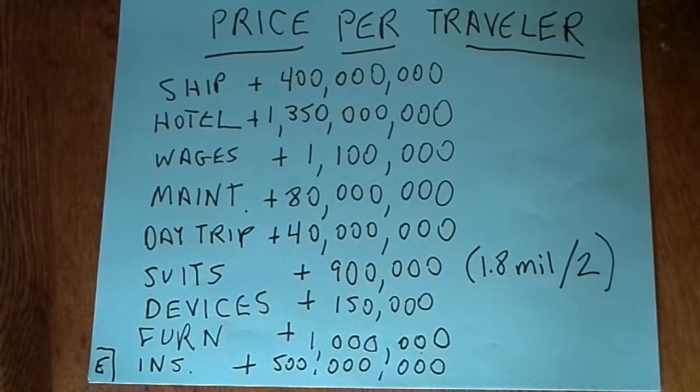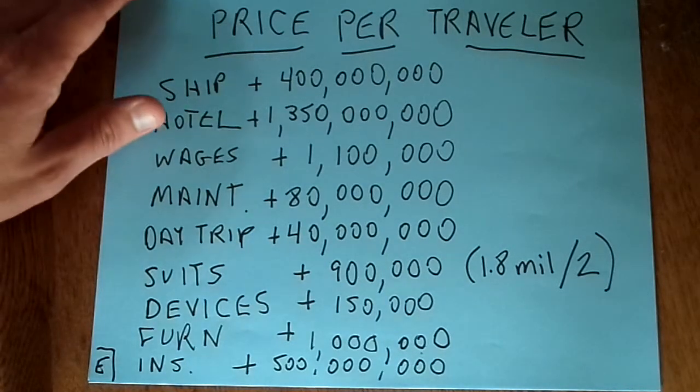Day trip. The suits, although I decided that the $1.8 million doesn't have to be spent every year. That probably on the balance, suits only have to be updated once every 2 years. I put the whole devices cost, $150,000 per year. The whole furniture cost of $1 million per year, not the whole $10 million, because again, I think the furniture will last 10 years. And all the insurance cost of $500 million into the basic costs.